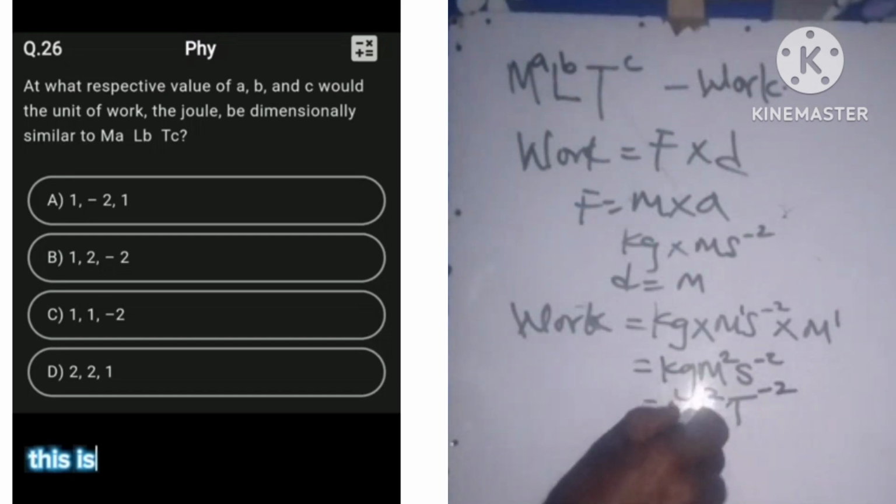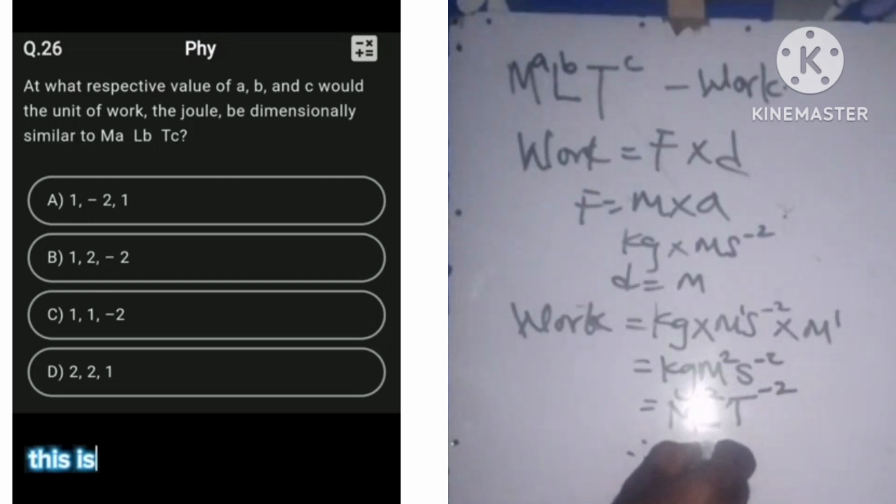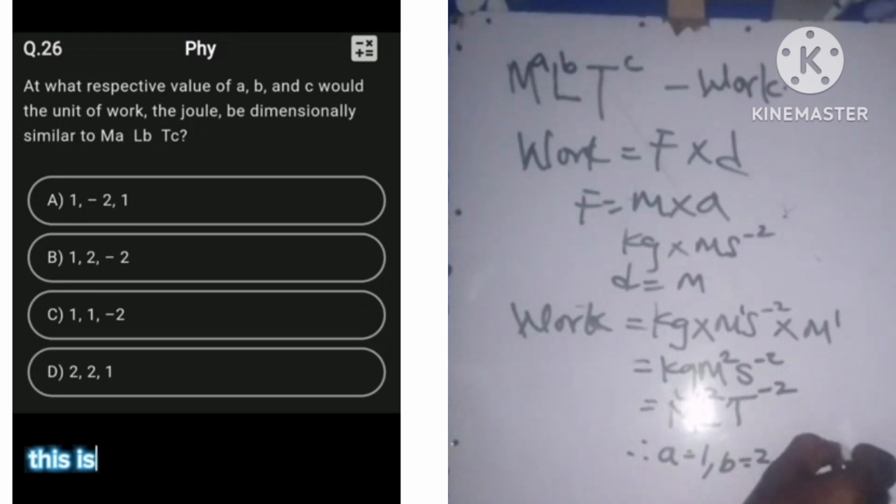So from here, the power of the M is 1. Therefore, my a is equal to 1, my b is equal to 2, then my c is equal to minus 2.